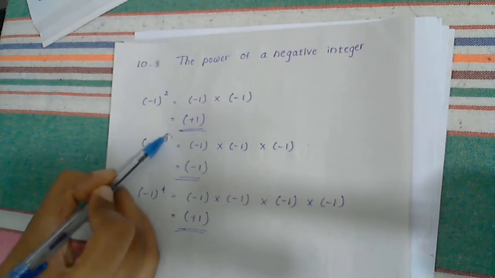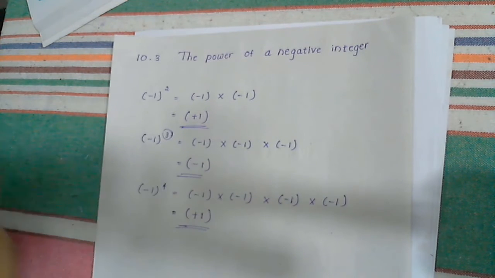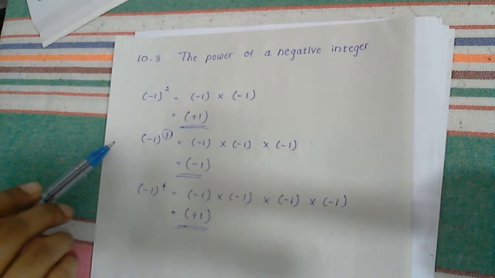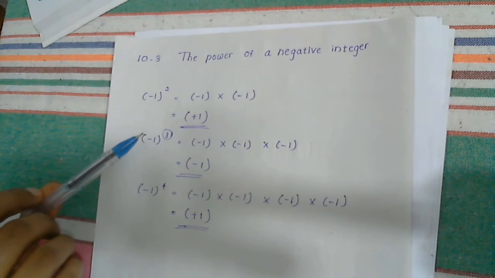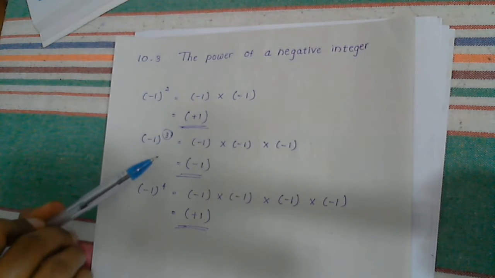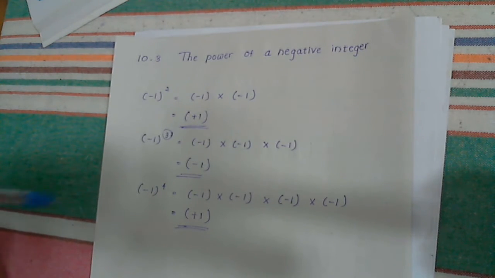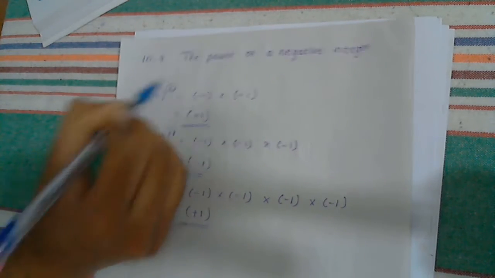This one, it is an odd power. Then the sign is negative. So when we have a negative integer and an odd power, the answer will also come in negative. Then the third point, the value of an even power of a negative integer is positive. Here 2 is an even power.